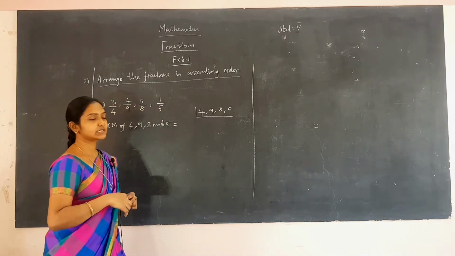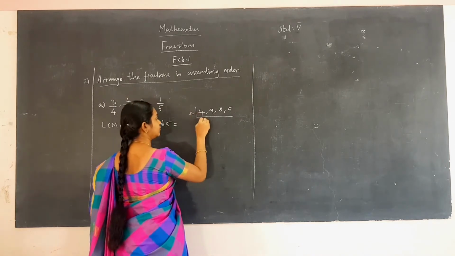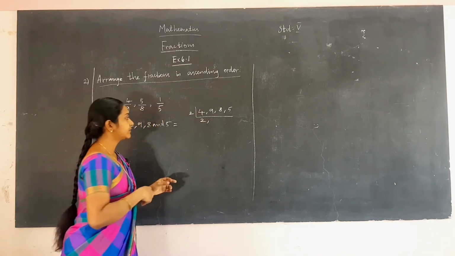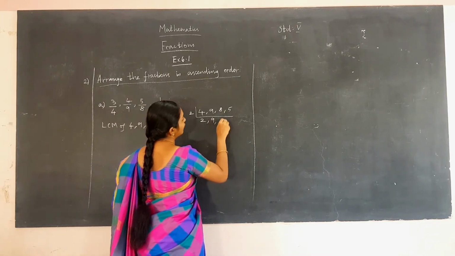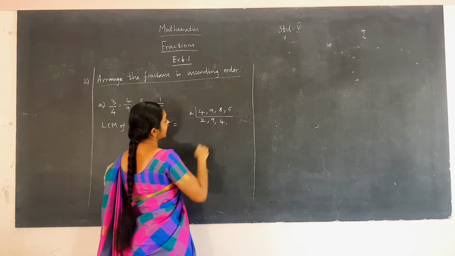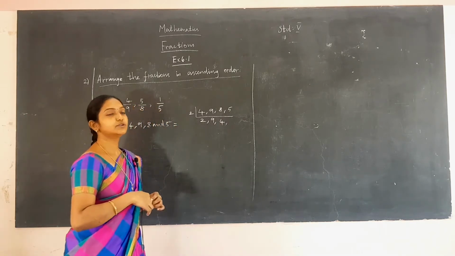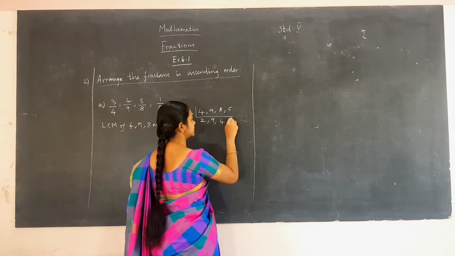First, let us factorize it with 2. 2 into 2 is 4. We can't divide 9 by 2, so keep 9 as it is. 4 into 2 is 8. And we cannot divide 5 by 2, so keep 5 as it is.